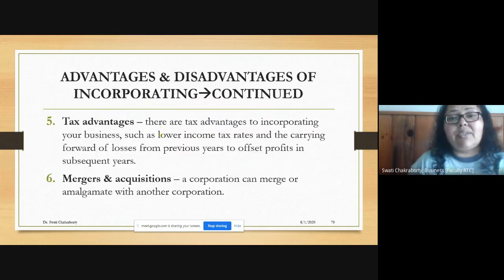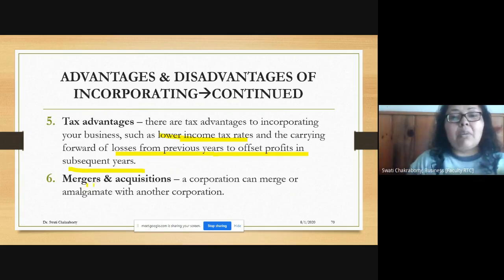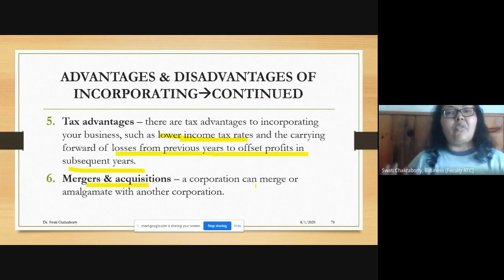Tax advantages are there. Tax advantages where we have lower income tax rates are there, right? You can carry forward the losses of previous years to offset the profits in subsequent years. Mergers and acquisitions: for a corporate house, it's easy to merge or go for acquiring some other businesses. It's much easier.